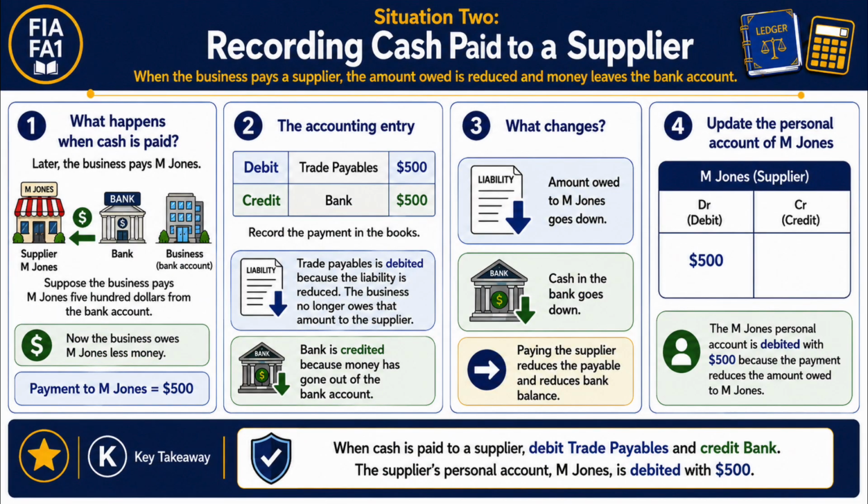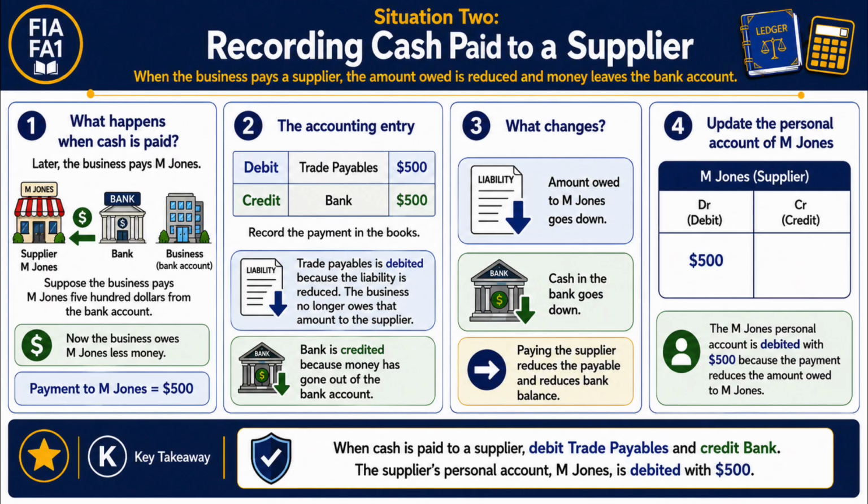Situation 2. Recording cash paid to a supplier. Now imagine that later the business pays M. Jones. Suppose the business pays M. Jones $500 from the bank account. Now the business owes M. Jones less money. The accounting entry is debit trade payables with $500, credit bank with $500.